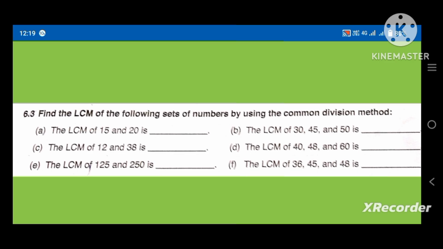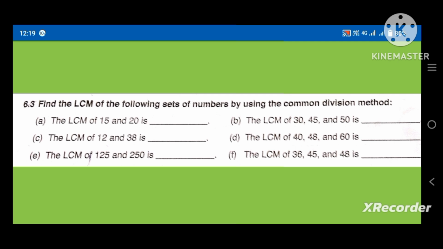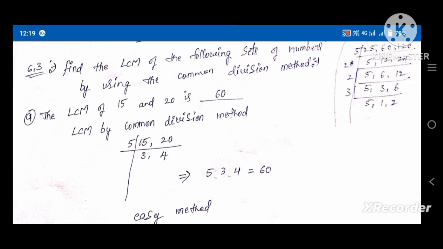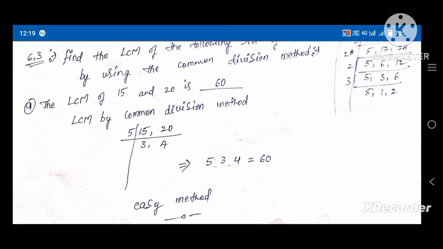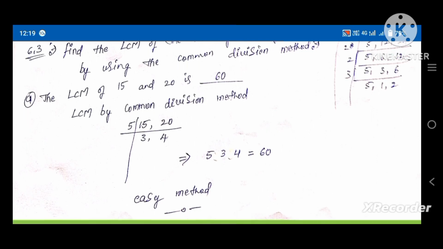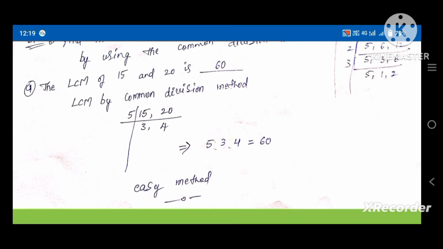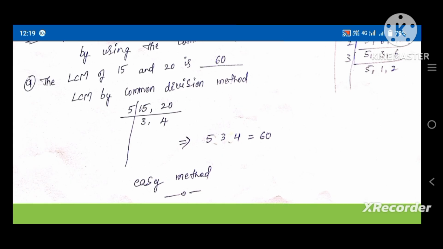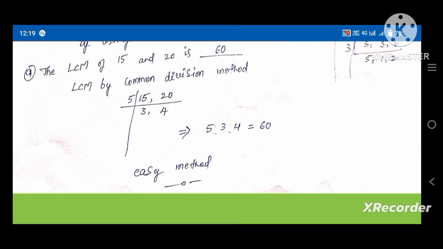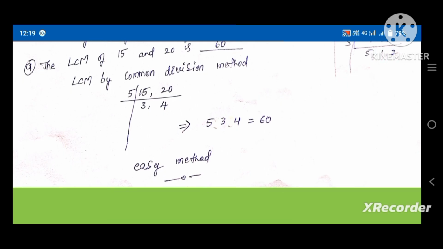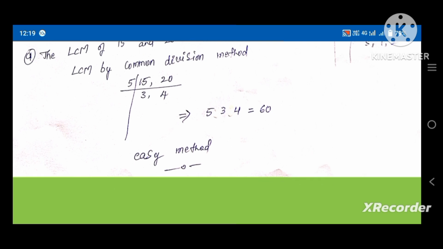6.3 Find the LCM of the following sets of numbers by using the common division method. A. The LCM of 15 and 20 is 60. LCM by the common division method for 15 and 20: divided by 5, 5 3s are 15, 5 4s are 20. The factors are 5, 3, 4. 5 into 3 into 4 is equal to 60. This is an easy method of finding the LCM. The LCM is 60.